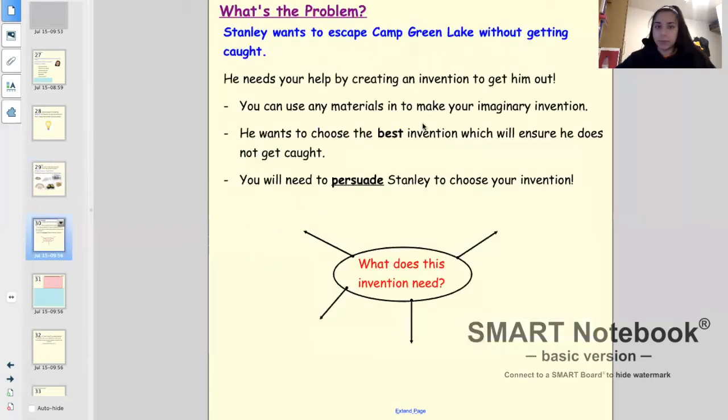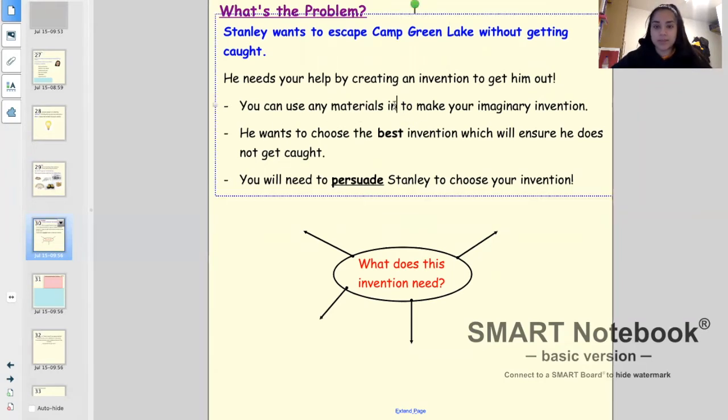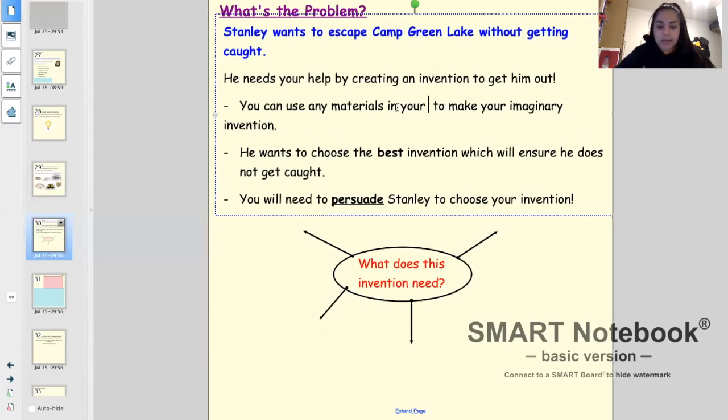So what's the problem? Here is the problem. Before I mentioned you're going to have to make an object for somebody to buy, but in fact, here is the brief. Okay, Stanley wants to escape from Camp Green Lake without getting caught. He needs your help by creating an invention to get him out. You can use any materials in your invention.